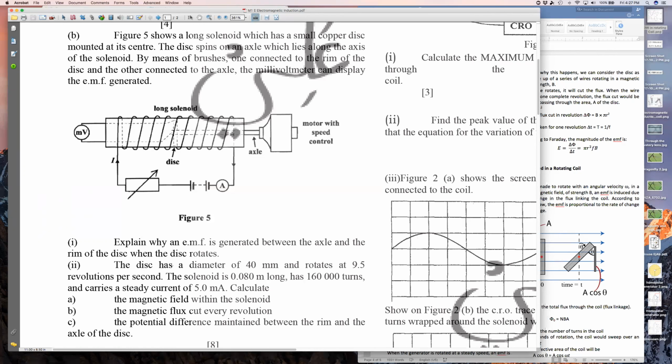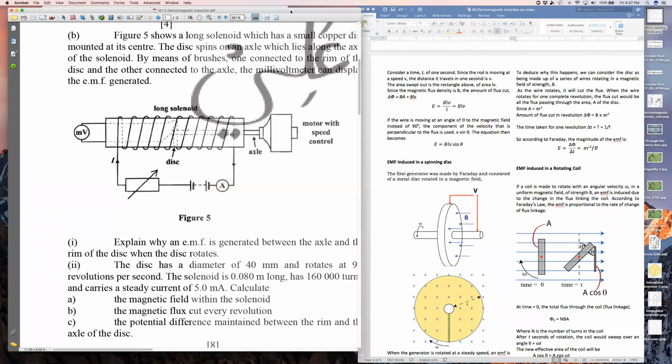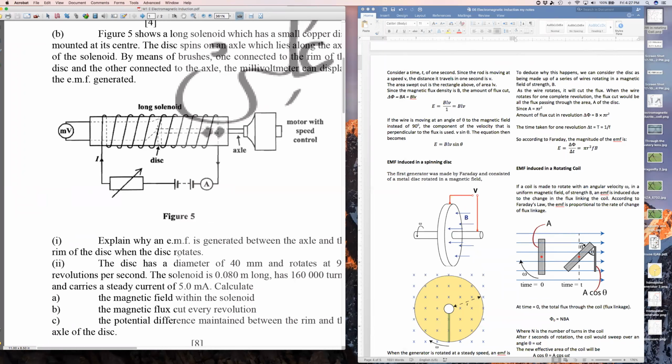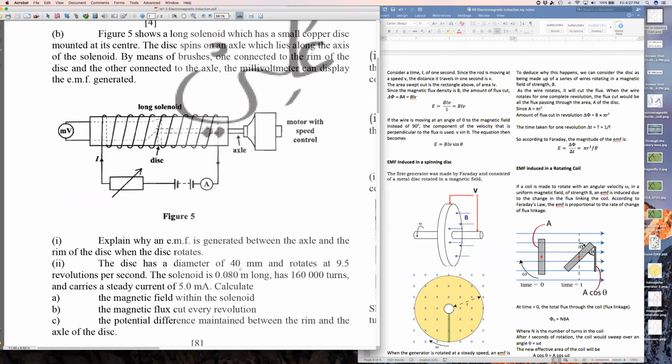The disk has a diameter of 40 millimeters and rotates at 9.5 revolutions per second. Let me make this a little smaller so you can see the equation and both handouts at the same time. They're telling us that the disk has a diameter of 40 millimeters and rotates at 9.5 revolutions per second. 40 millimeters allows us to find R. R is therefore 20 millimeters, right?